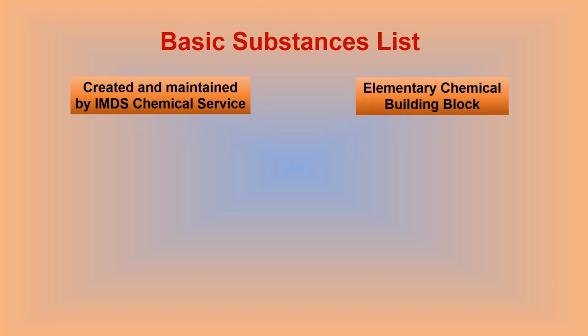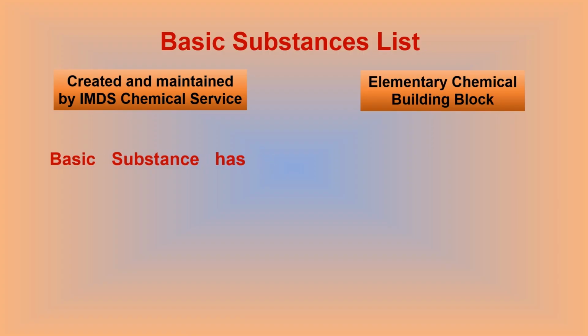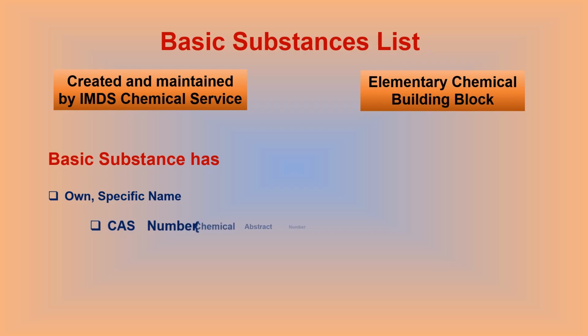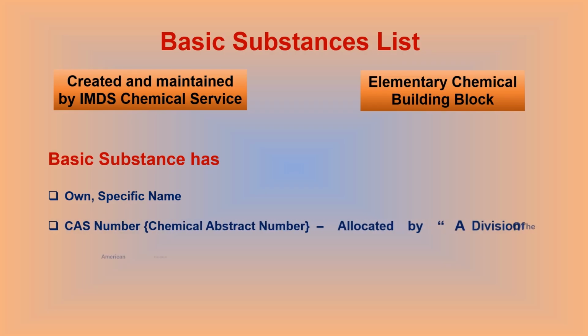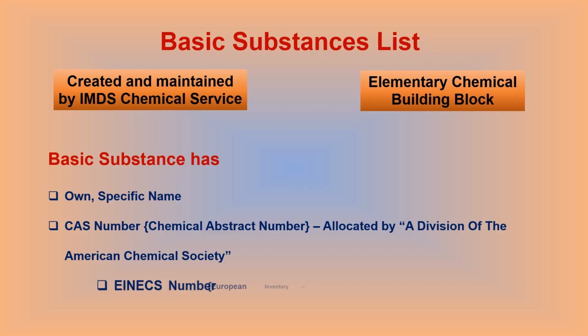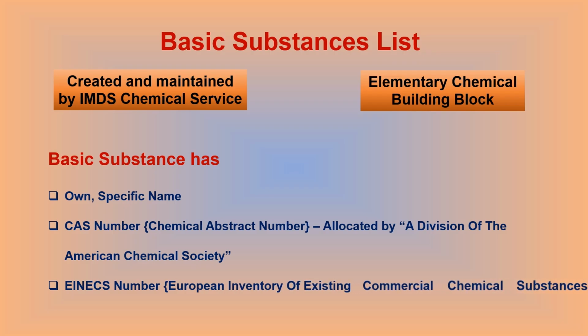The basic substances list is created and maintained by the IMDS Chemical Service Division. It's an elementary chemical block. Each basic substance has its own very specific name. Every substance has a CAS or Chemical Abstracts Service number. These numbers are allocated by a division of the American Chemical Society. Each substance also has an EINECS or European Inventory of Existing Commercial Chemical Substances number.